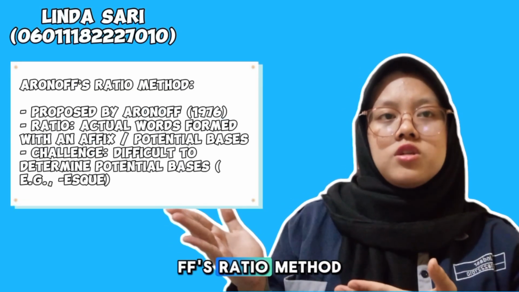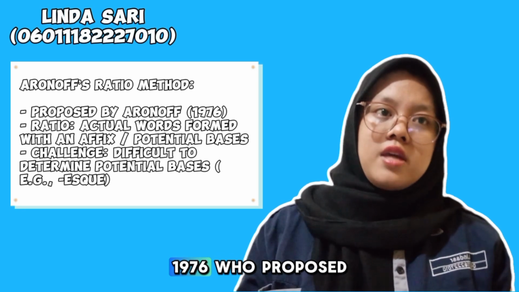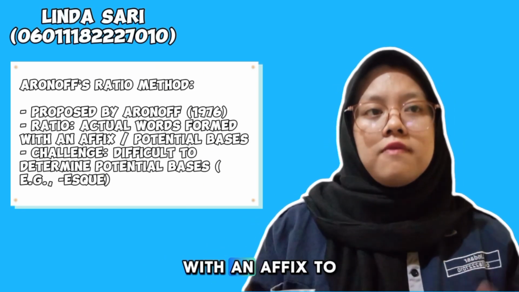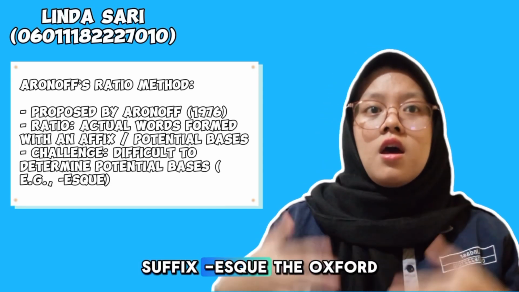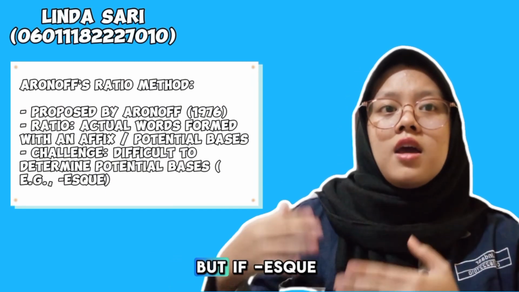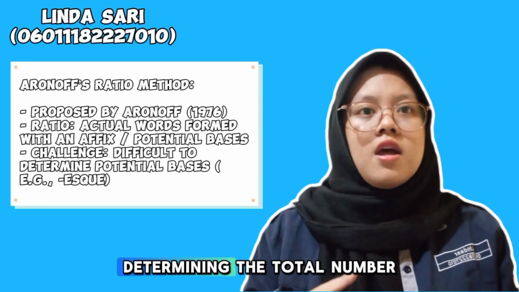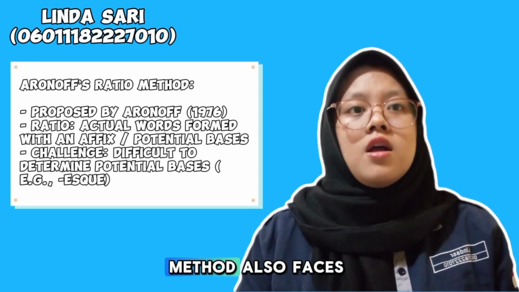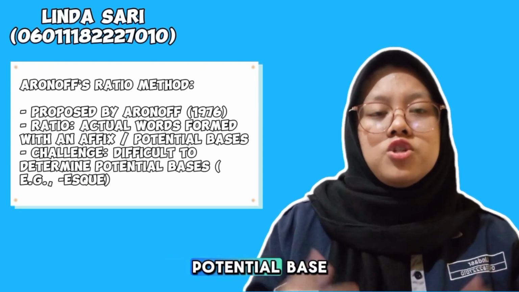Next, Aronoff's ratio method, a more structured approach, comes from Aronoff 1976, who proposed measuring productivity by looking at the ratio of actual words formed with an affix to the potential bases for that affix. For example, consider the suffix -ask. The Oxford English Dictionary lists around 220 words with -ask. But if -ask can attach to any name with two or more syllables, determining the total number of possible bases is extremely challenging. Aronoff's method also faces issues, as it's difficult to quantify the exact number of potential bases.